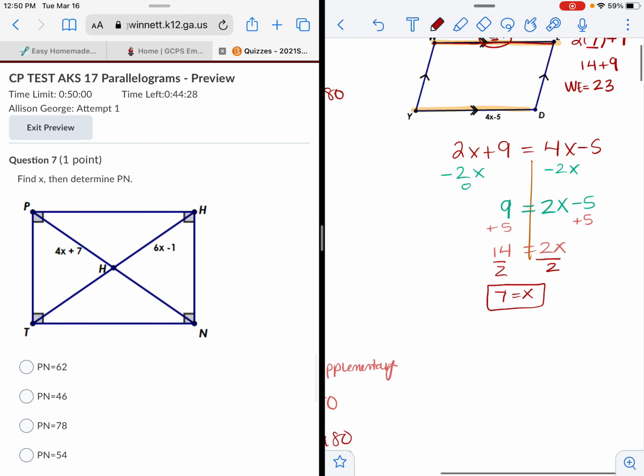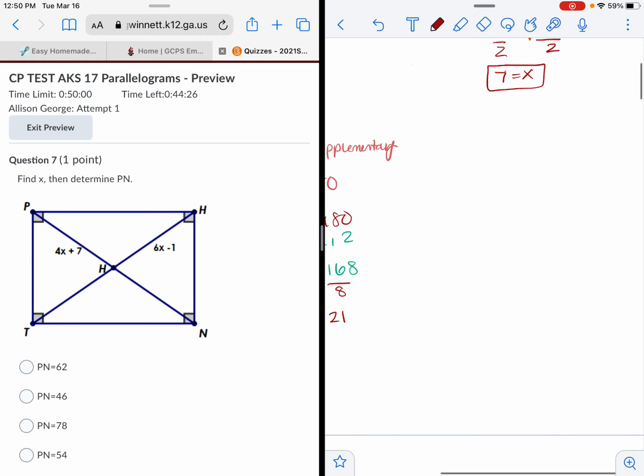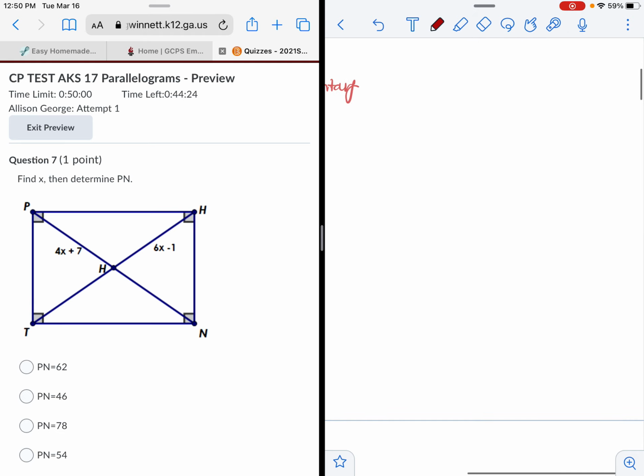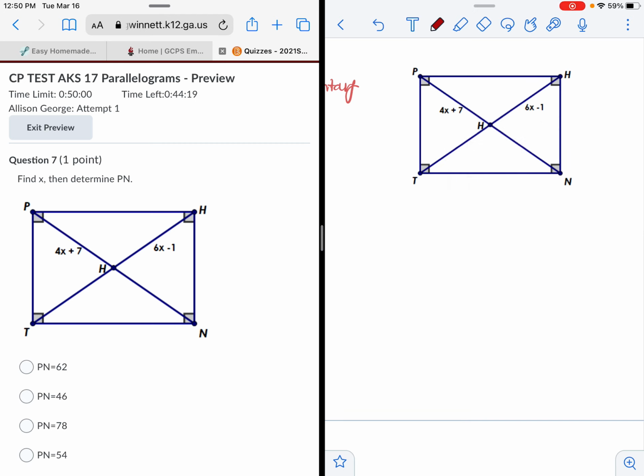All right, the next one says to find x and then find PN. Now, in this picture right here, we are given a rectangle. And we know that it's a rectangle because the 4 corners are perpendicular, which means that opposite sides are parallel and congruent. One thing that we know to be true about rectangles is that the rectangle's diagonals are congruent to each other and they bisect each other.